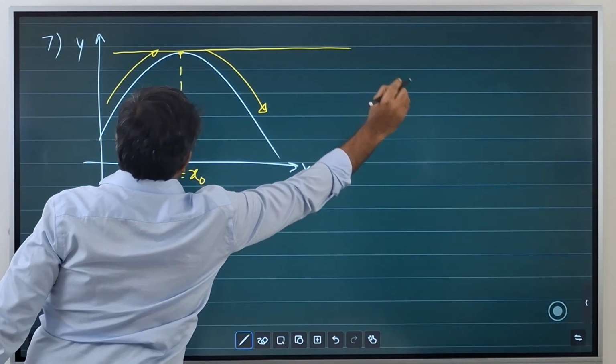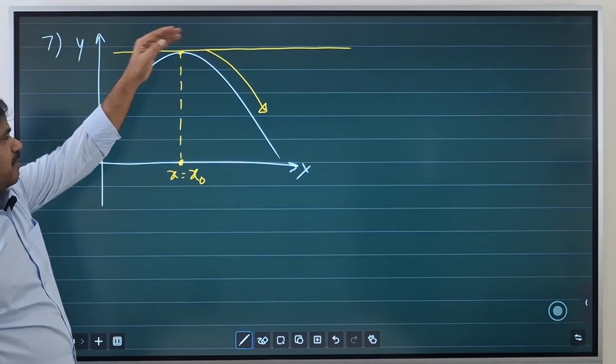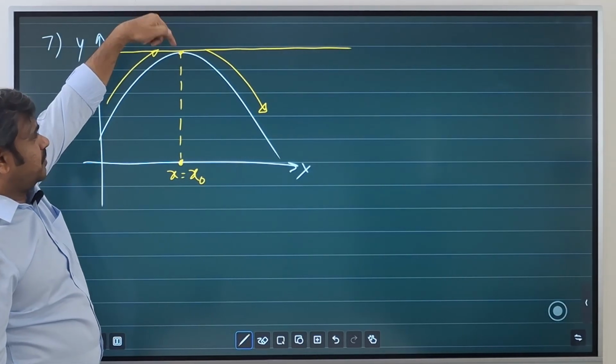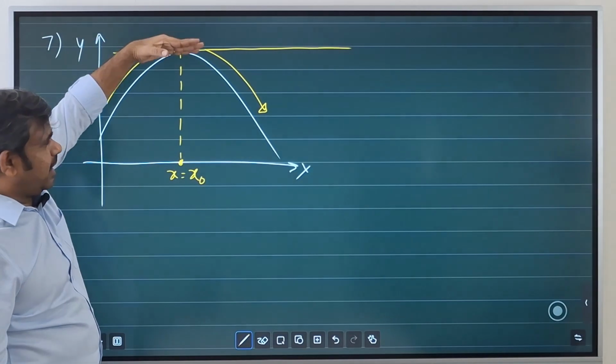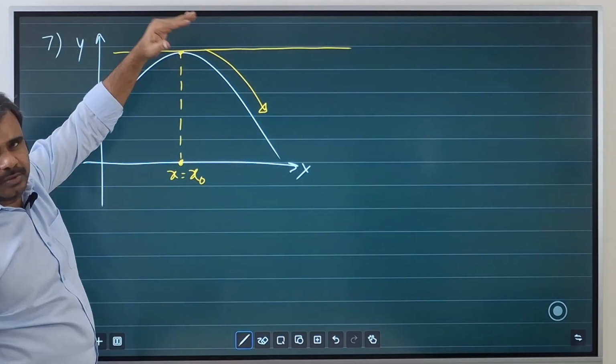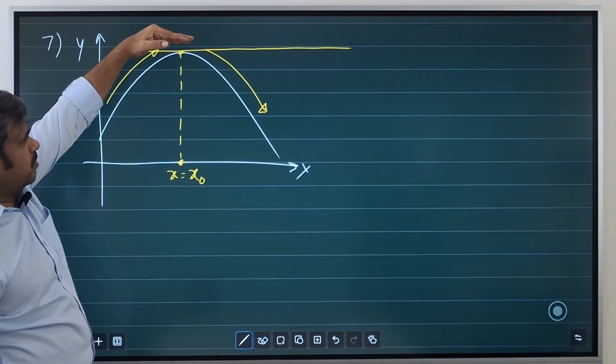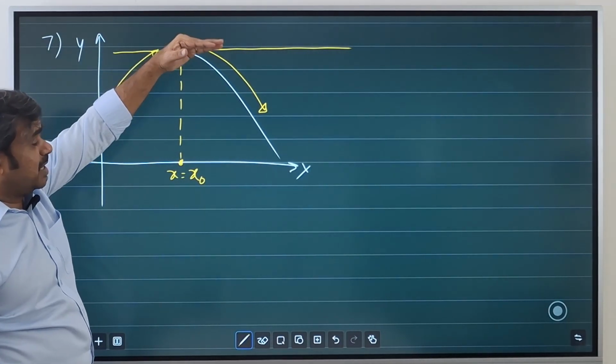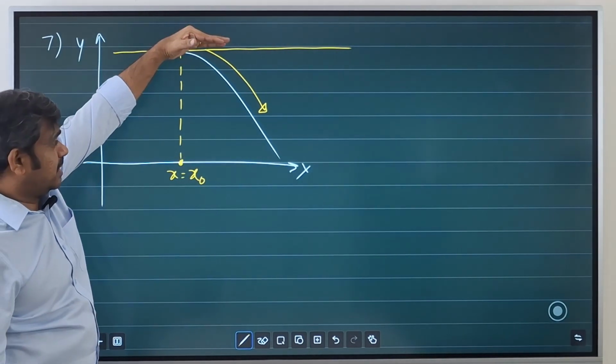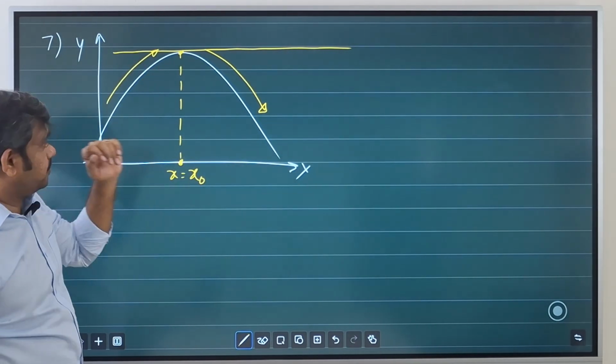Draw a tangent at maximum. If you are climbing up a hill, when you are on the top of the hill, it's flat. So slope there is 0. It has 0 slope. Draw a tangent here. The tangent makes 0 angle with x-axis. The tangent is parallel to x-axis.